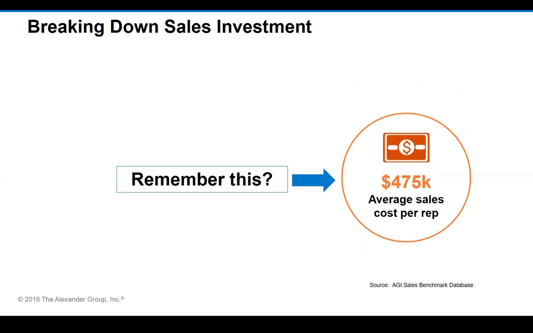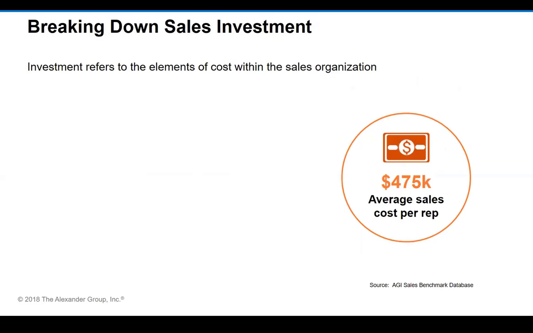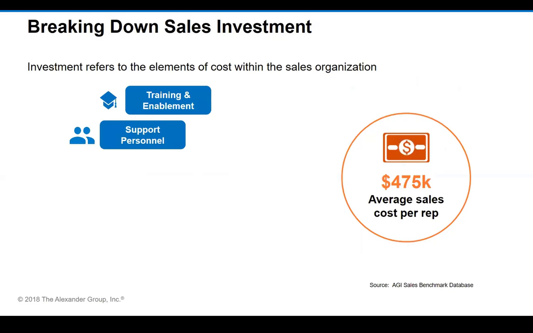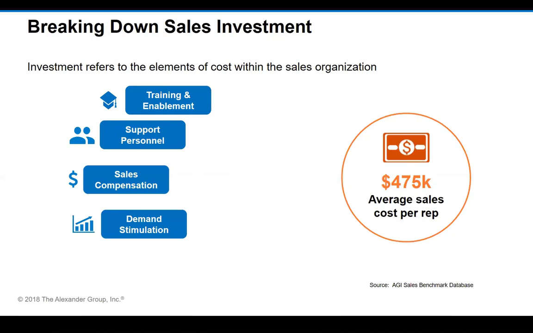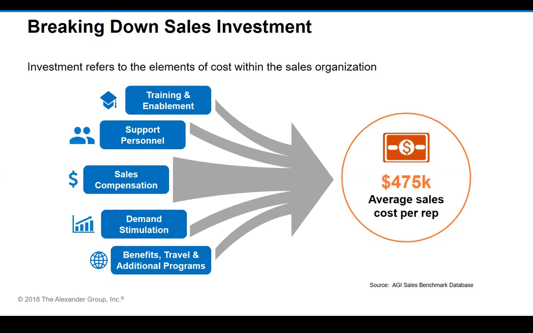Thanks, David. Let's start by breaking down sales investment. So investment refers to the elements of cost within the sales organization. These are the costs included in our cross-industry benchmark of $475K all-in cost per sales rep. These cost elements include training and enablement, support personnel, sales compensation, demand stimulation programs, and benefits, travel, and additional programs. These costs largely make up our average sales cost per rep benchmark.